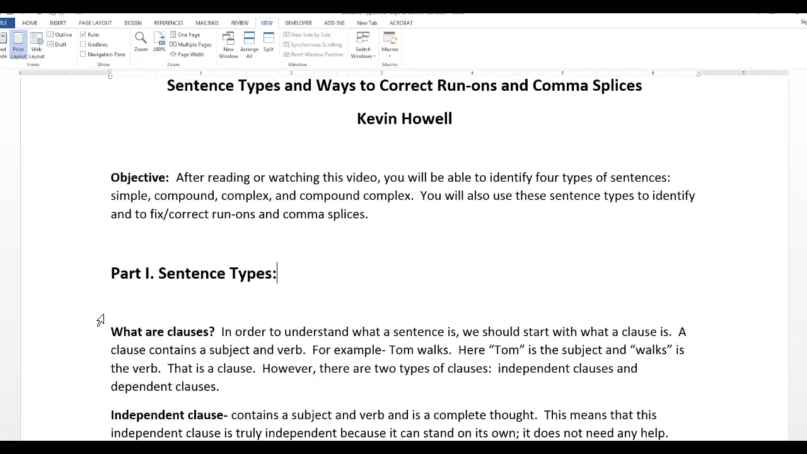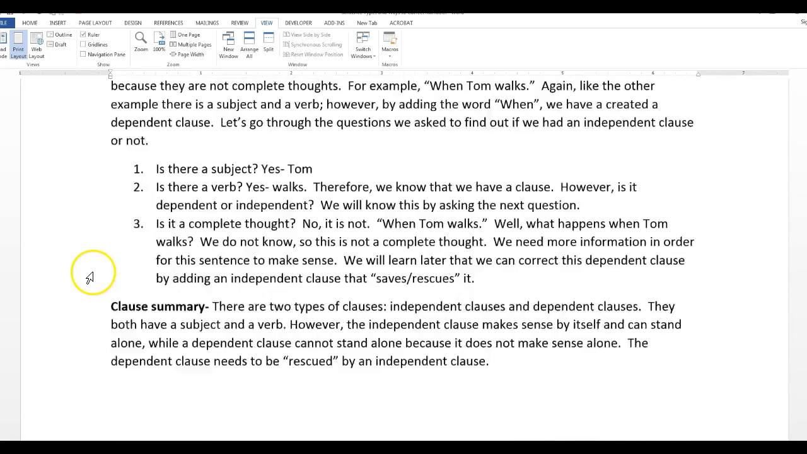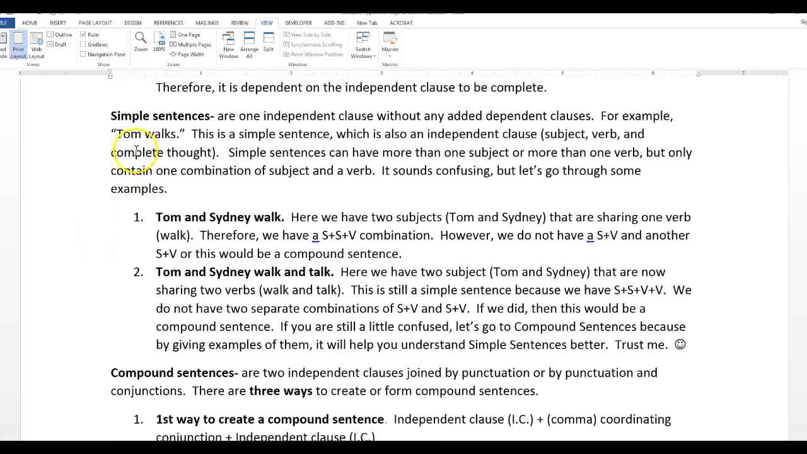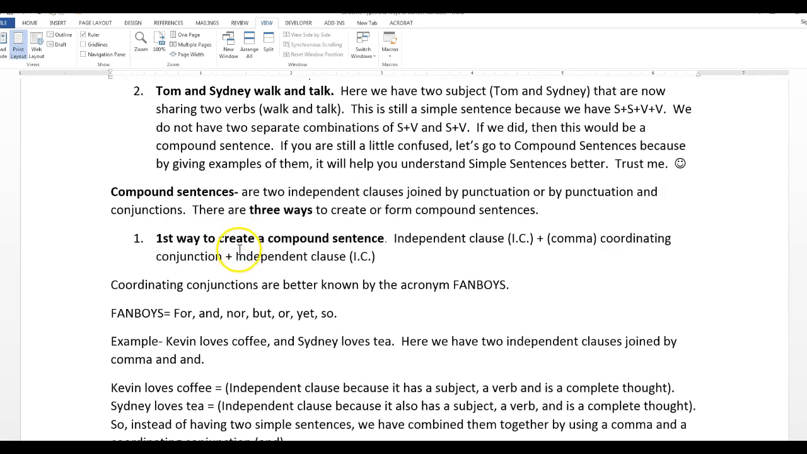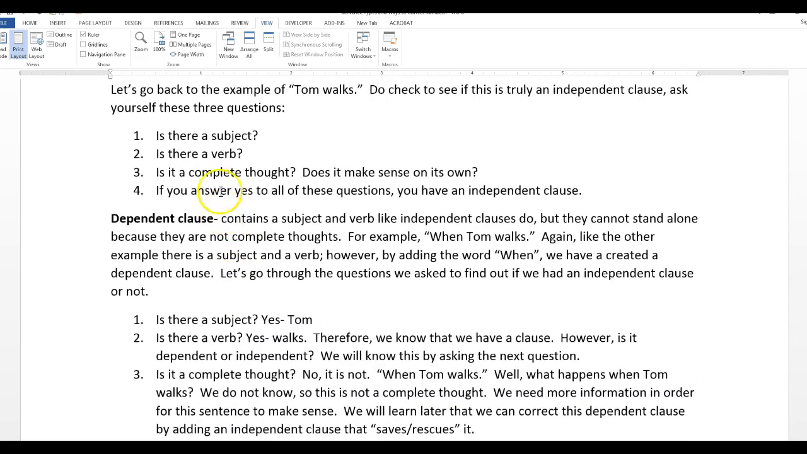So the first thing we need to talk about are the four types of sentences. And over here we have simple sentences. Simple sentences basically are independent clauses. An independent clause has to have three things. Let me go back up here: a subject, a verb, and it has to be a complete thought.